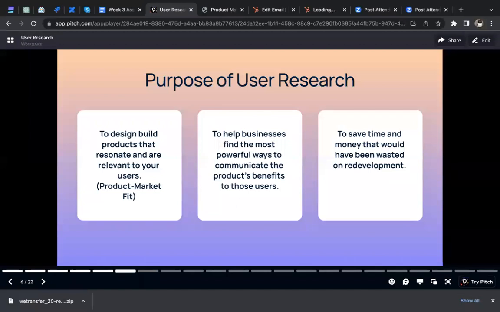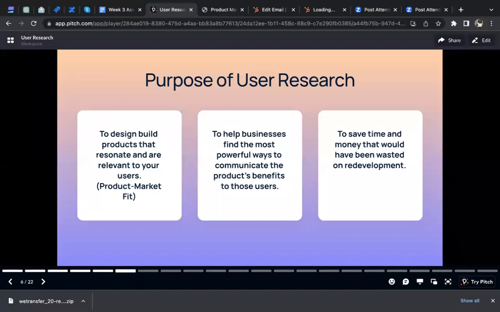And how do you achieve product market fit? One of the best and most reliable ways is through user research. Another reason why we do user research is to help businesses find the most powerful ways to communicate the product's benefits to those users.